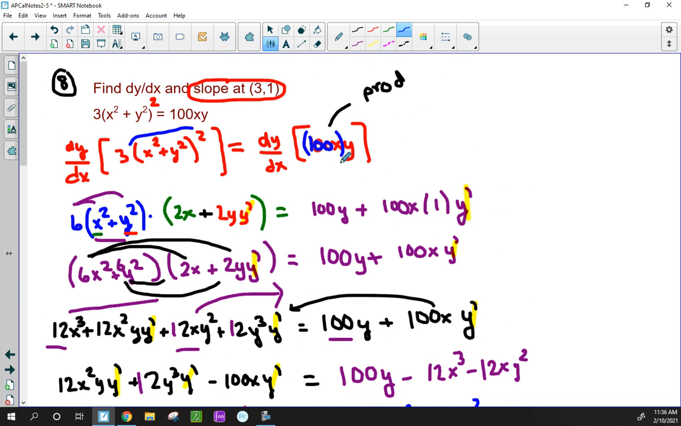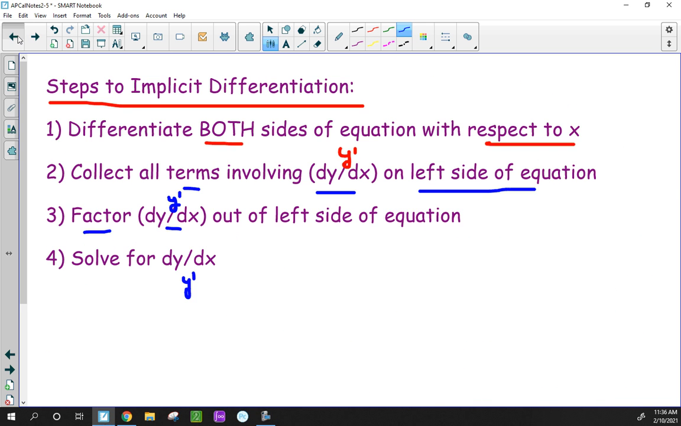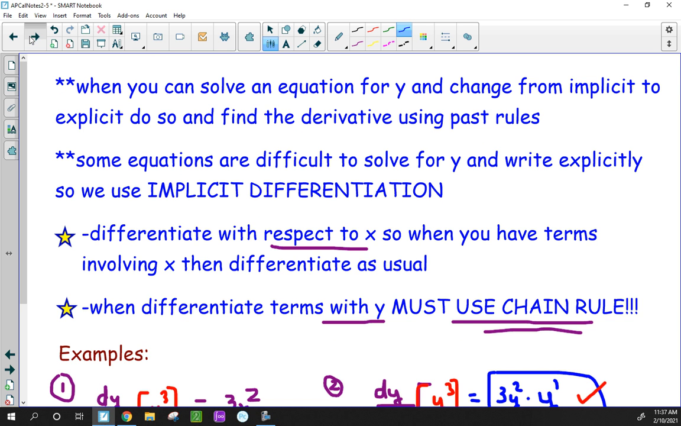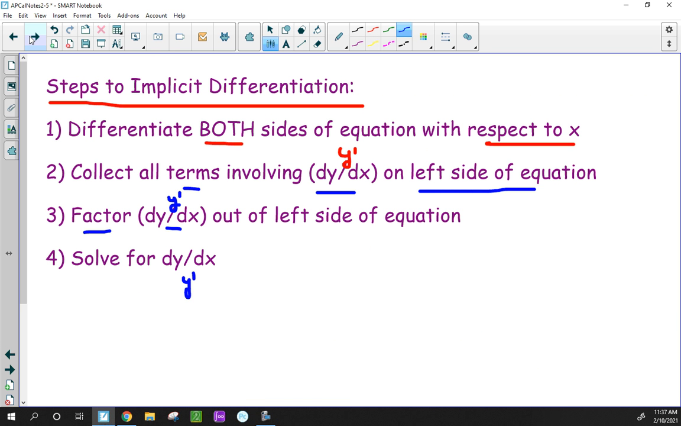Okay, so again, what you've learned today for the video is how to do implicit differentiation. Make sure you do understand the difference between these two forms, implicit, explicit. This is what you've been used to most of your life. If you have a choice between those two, of course you want to do explicit. For some problems you can't, so you have to learn how to find the derivative. Please differentiate both sides of the equation with respect to x. Collect all your terms with y prime on the left side. After that, factor out y prime and then solve for dy/dx.